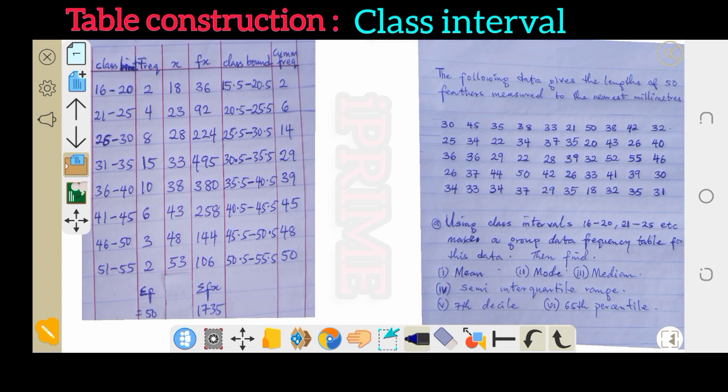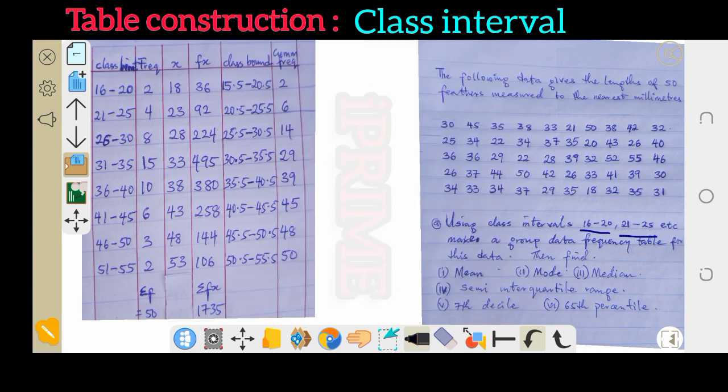How did I get all the figures in this part here? They look confusing, right? No, they don't. Now let's go. How did I obtain that? We're given the first two, that is, 16 to 20. The next one is 21 to 25.